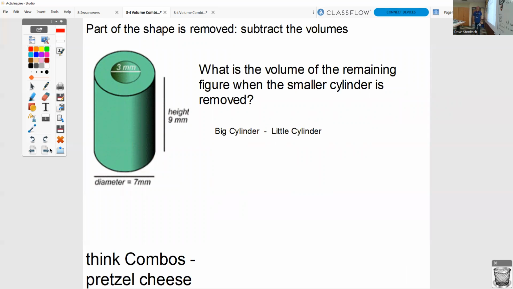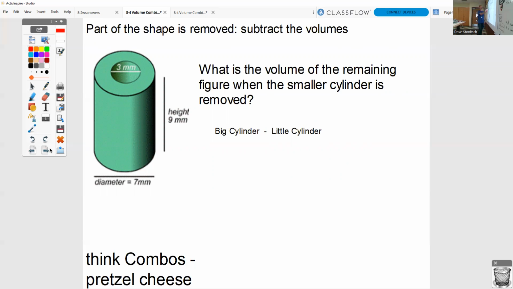Sometimes you're going to have to do subtracting questions. This is like a combo with the pretzel on the outside and the cheese on the inside. I'm sure at some point you've sucked the cheese out of a combo. If you suck the cheese out of the combo, what we're finding is the pretzel shell. We're finding the volume of the pretzel, so minus the cheese. So in this one, you are doing the big cylinder minus the little cylinder. We're taking out that cheese cylinder from the middle.